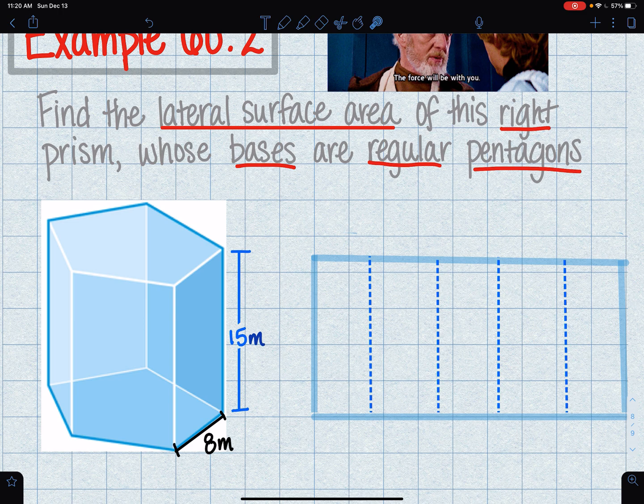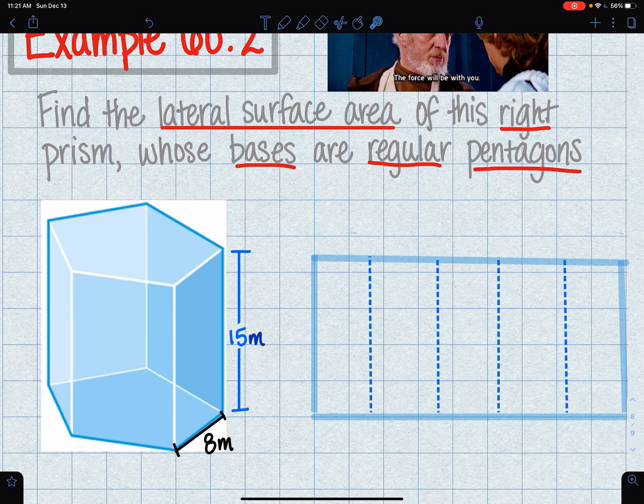And this is the information that it gives you. It tells you that the length of one of those sides of the pentagon is 8 meters, and the height is 15 meters. So that's pretty huge. It's not exactly a soup can. Maybe it's like a building or something, a smallish building, but still 8 meters and 15 meters tall. That's pretty big.